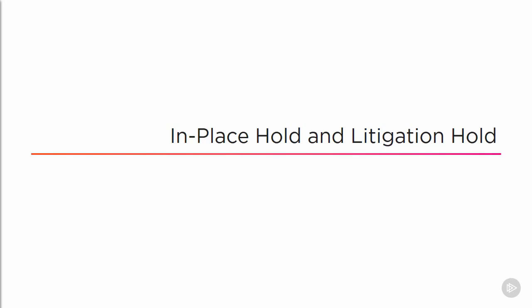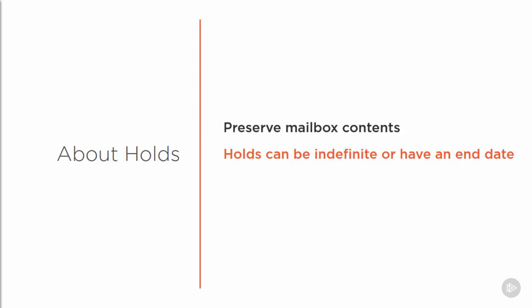Now it's time to discuss in-place holds and litigation holds in more detail. As you've heard several times in this course so far, the purpose of holds is to preserve mailbox contents from deletion. Holds can be applied indefinitely, or they can be applied with an end date. The holds themselves are invisible to the end users. The user can still delete items, and as far as they're concerned, the item is gone. But the hold preserves it in the recoverable items folder of the mailbox, where it can still be found through eDiscovery.